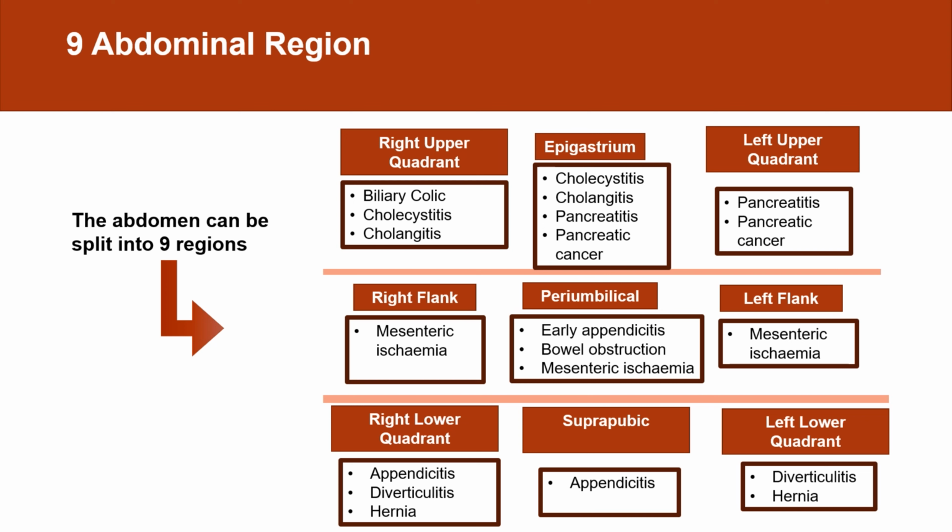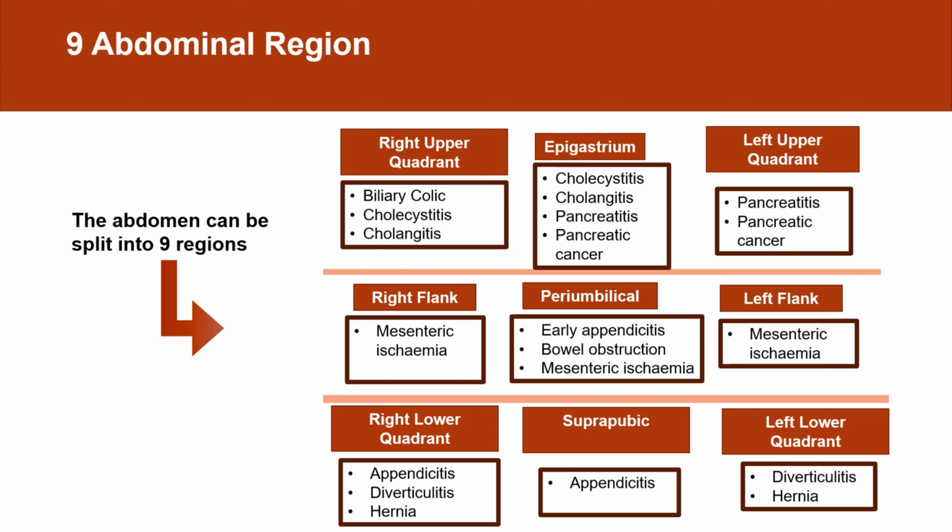Now, in the left upper quadrant, you can find the spleen. We won't be going into any conditions to do with the spleen, but it's also important to know that the pancreas can also extend into the left upper quadrant. So again, important to rule out pancreatitis and pancreatic cancers if patients present with left upper quadrant pain.